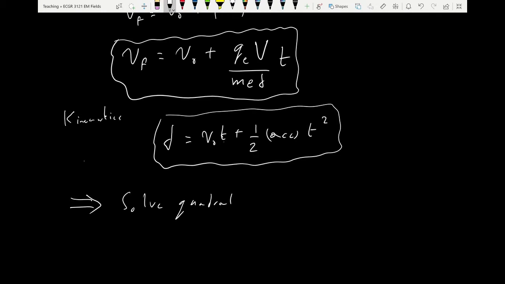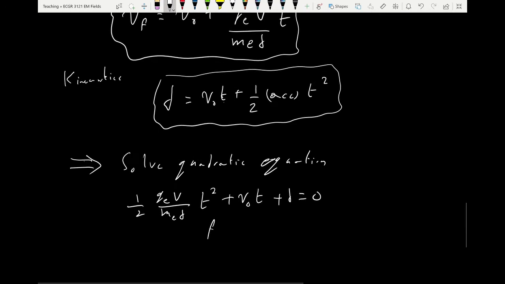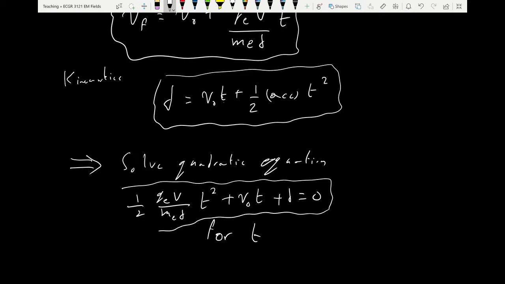the quadratic equation half q_e V over m_e d t squared plus v0 t plus d equals 0 for t. And this is an equation where everything is known except t. q_e is the charge of the electron, V is the voltage between the plates, m_e is the mass of the electron, d is the distance between the plates, v0 is the initial velocity. Everything is known except t.